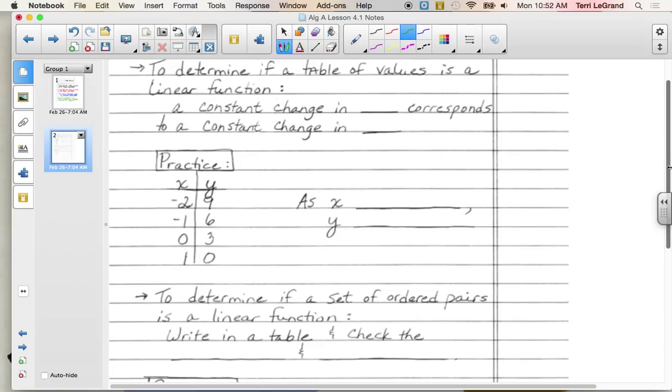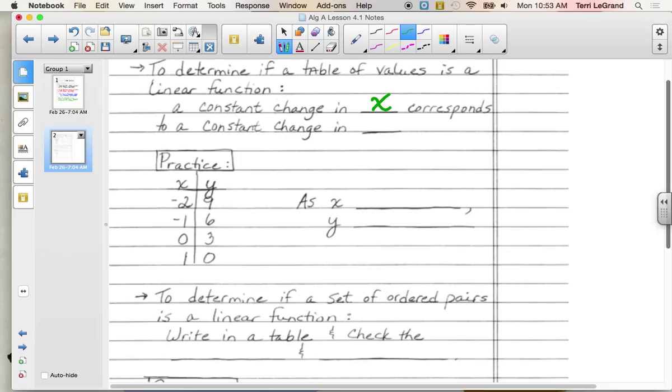The other thing we're going to look at is if we have to determine if they give us a table of values, or in other words, they give us a set of ordered pairs instead of a graph. So we don't have the graph right now. We don't want to have to graph it to look at it. We just want to be able to tell from the table whether or not it represents a linear function. So here's how we're going to determine it. If we can find a constant change in x, the x's keep changing by the same amount. They keep going up by 1, or they keep going down by 2, or whatever.